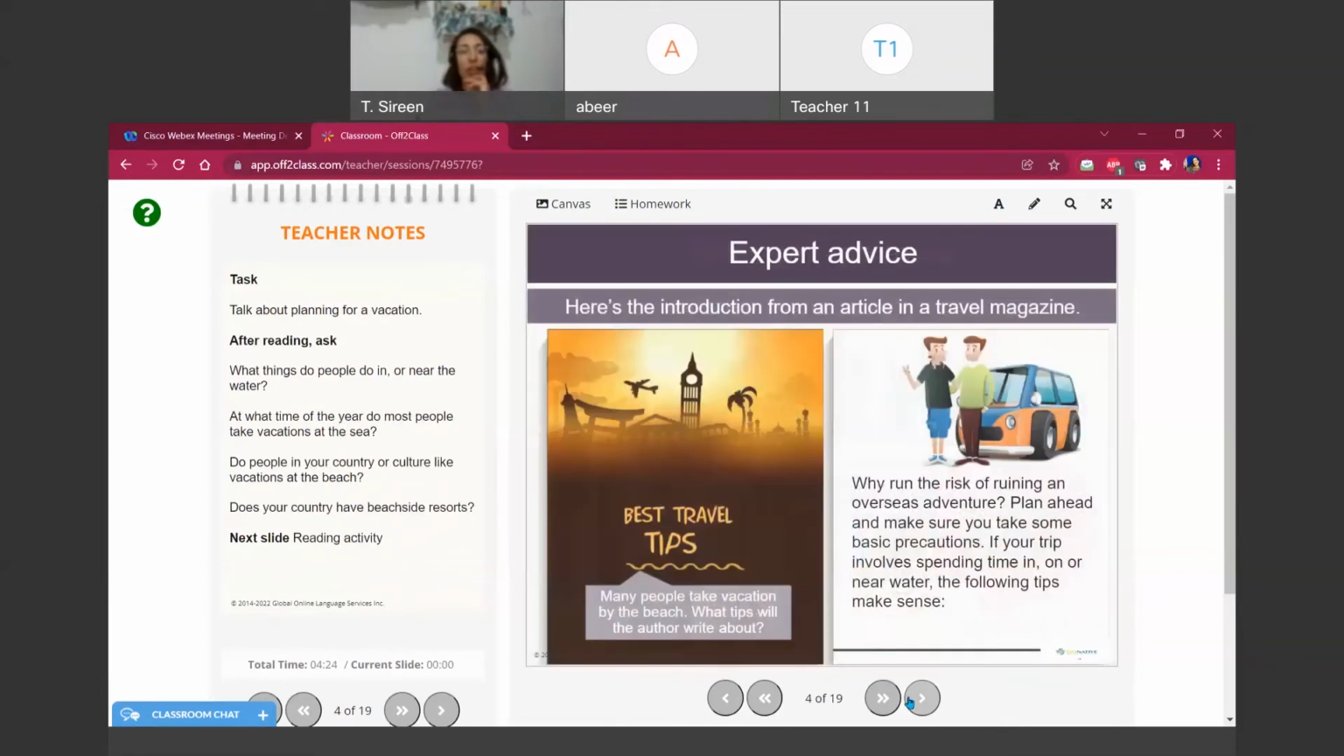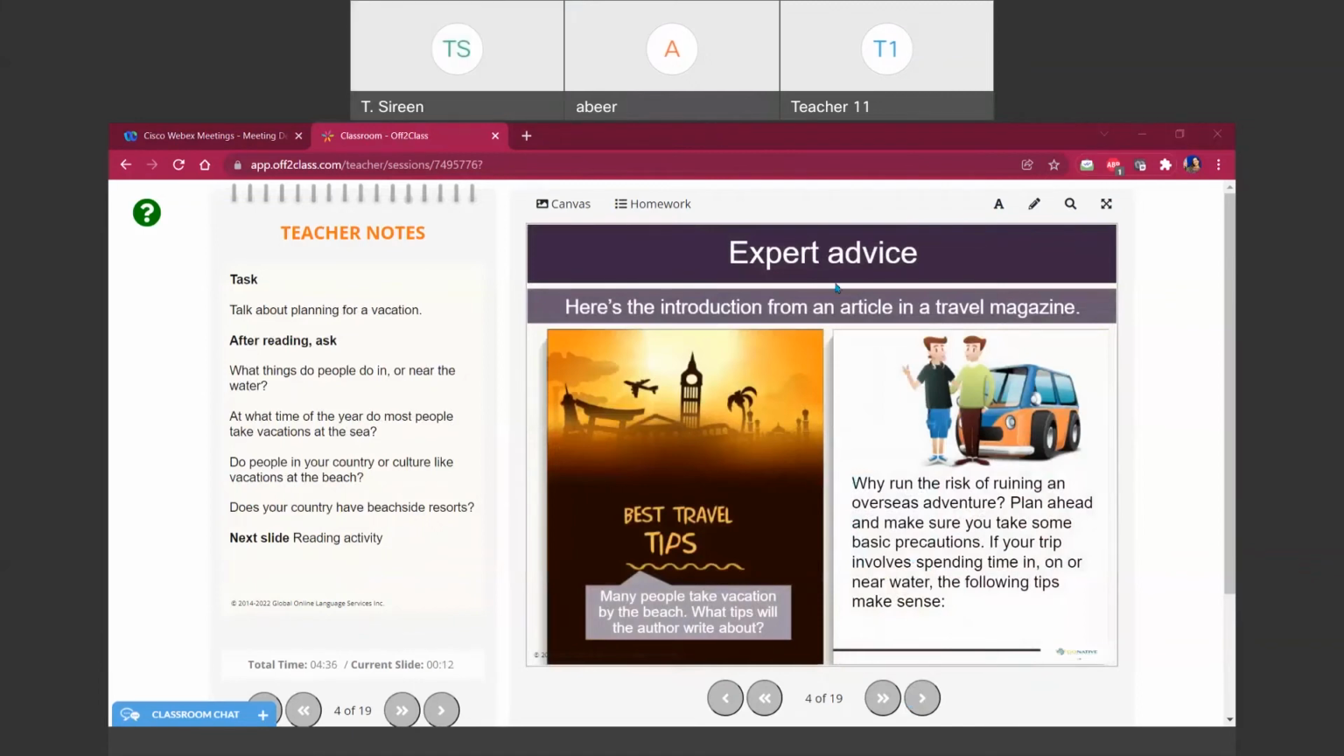Now we have here expert advice. Here's the introduction from an article in a travel magazine. Here he's talking about the best travel tips. I want you to read this, please. Why run the risk of ruining an overseas adventure? Plan ahead and make sure you take some basic precautions. If your trip involves spending time in or near water, the following tips make sense.